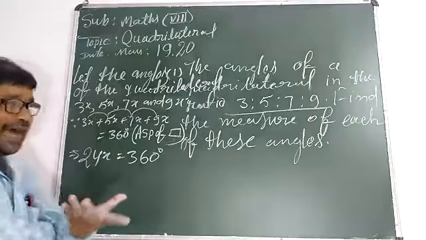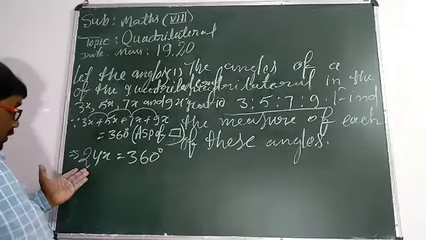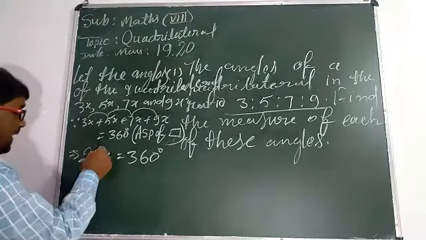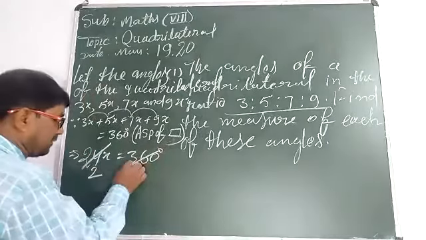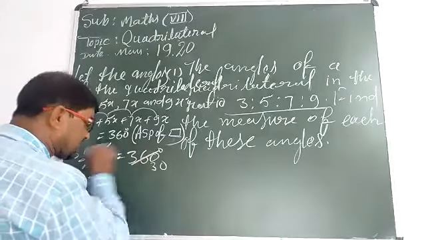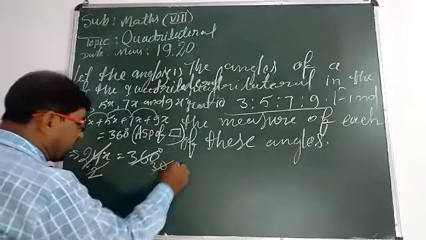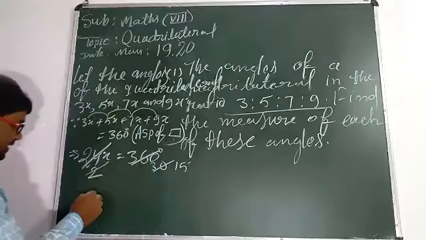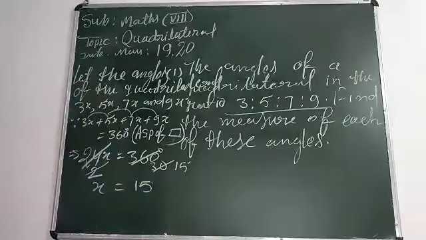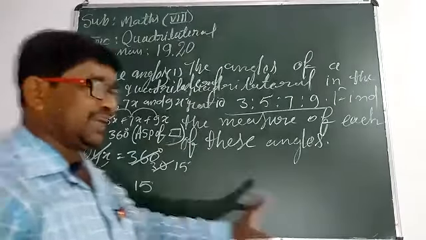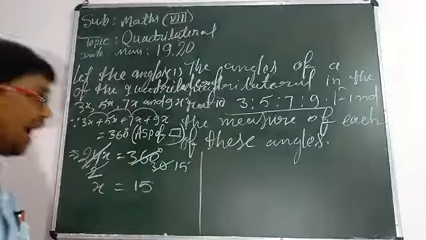You can select the common divisor. Don't say cut. You should select the common divisor: 12 twos are 24, 12 threes are 36, 2 ones are 2, 15 twos are 30. In this way, you should write x equal to 15.